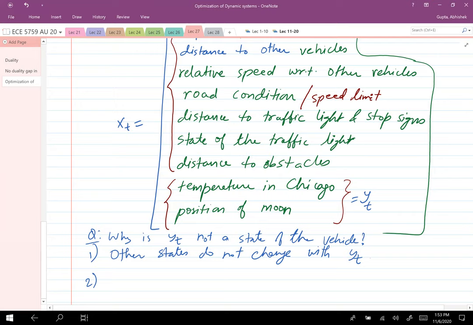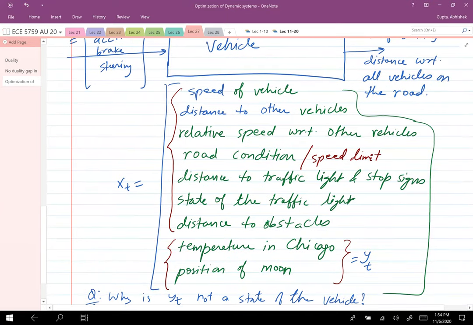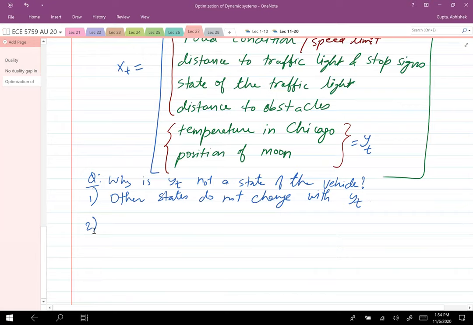Any other argument why YT should not be part of the state of the vehicle? Okay. Yeah. You have some thoughts? They don't affect the output. That's right. Well, what do you mean by output? So the output would be the safe driving distance with respect to other vehicles. Yeah. So these ones don't determine. Excellent output. That's exactly the right answer. So YT does not affect the objective.